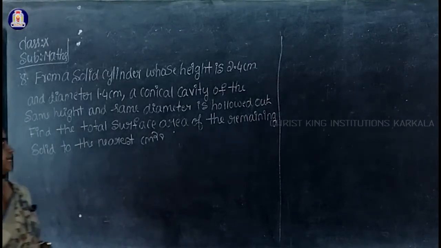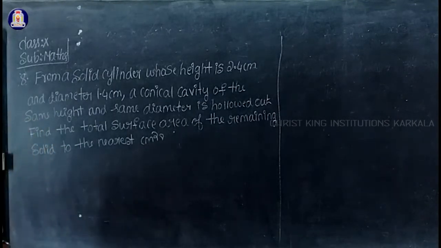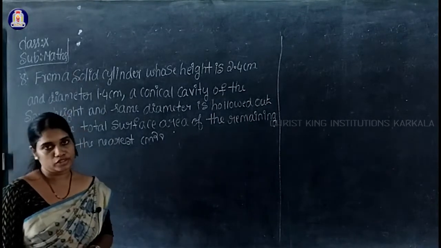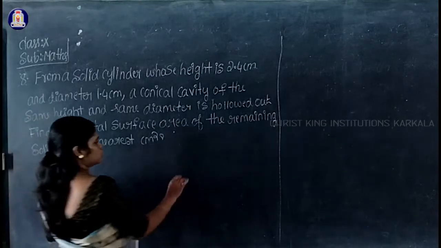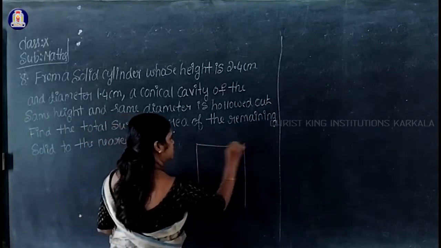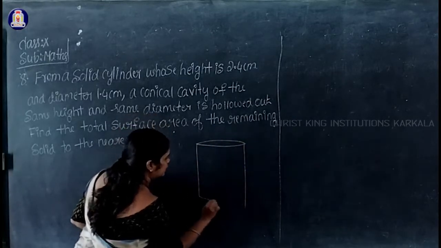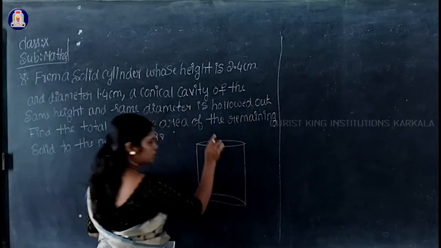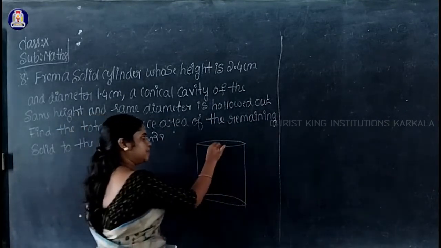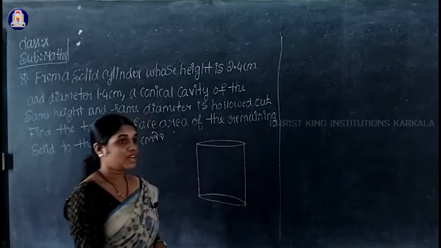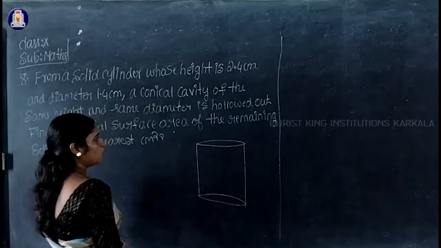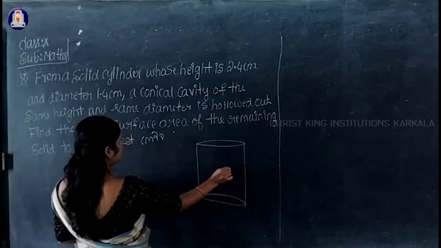From a solid cylinder whose height is about 2.4 centimeter and diameter is about 1.4 centimeter given. Okay, so first I'll draw the figure. Okay, so this is cylinder, this is top and this is base of the cylinder. Obviously the top and base of the cylinder are in which shape? Circle shape, isn't it?